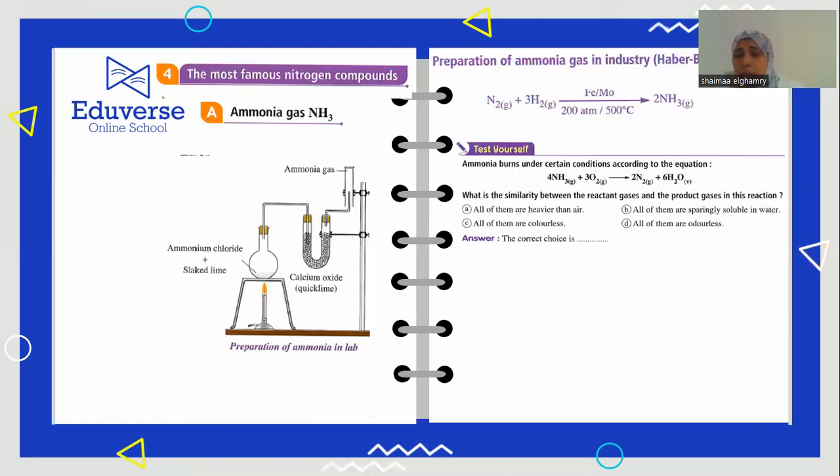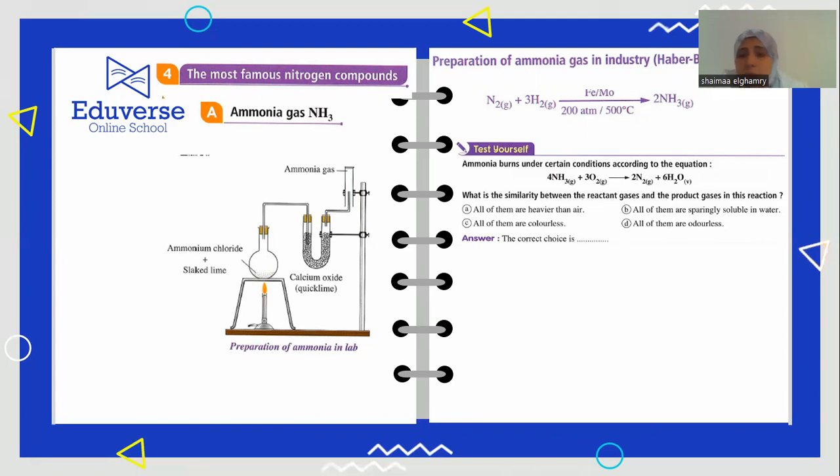Ammonia burns under certain conditions according to this equation. What is the similarity between reactant gases and product gases? We have gases in reactants, which are ammonia gas and oxygen gas. We have gases in products, which are nitrogen gas and water vapor. How are they similar? All of them are heavier than air. All of them are sparingly soluble in water. All of them are colorless.